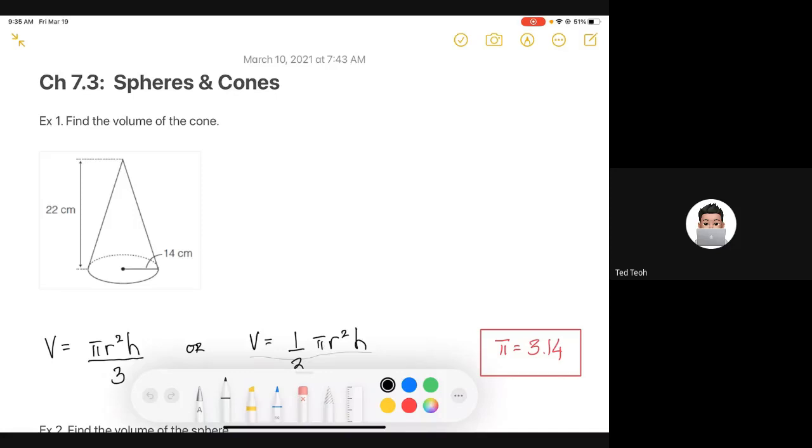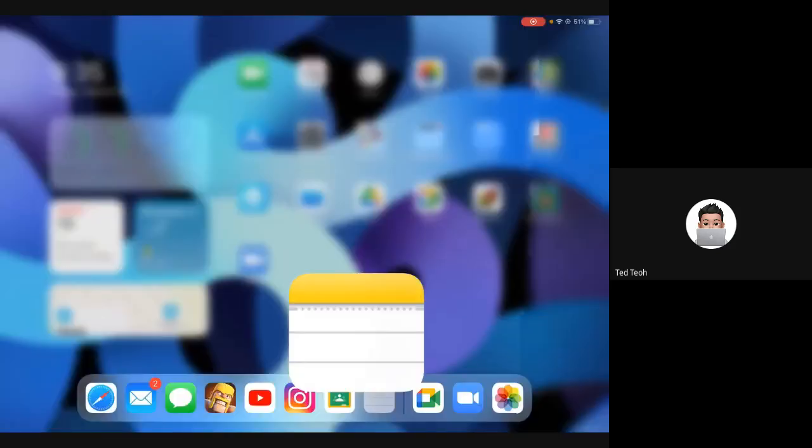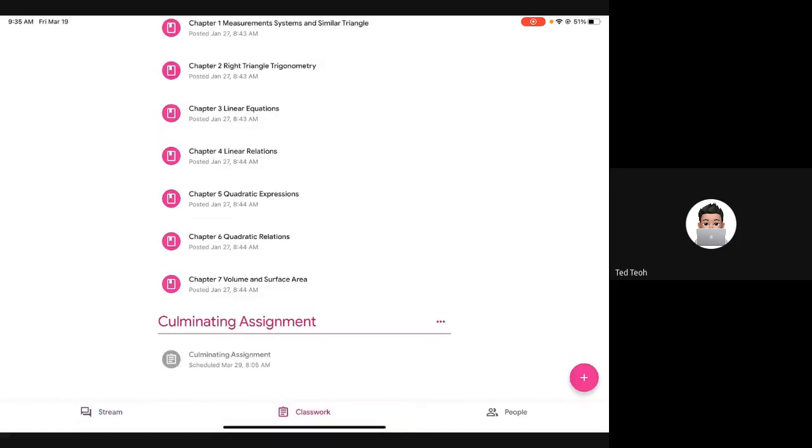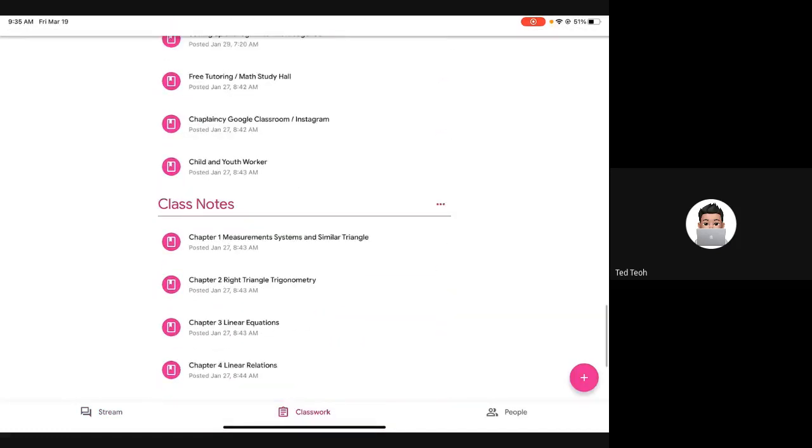So in this lesson, we're going to find the volume of a cone and the volume of a sphere. First things first, we need to know where the formulas are. So we're going to go to our Google Classroom. What it looks like, click on classwork in the bottom middle.